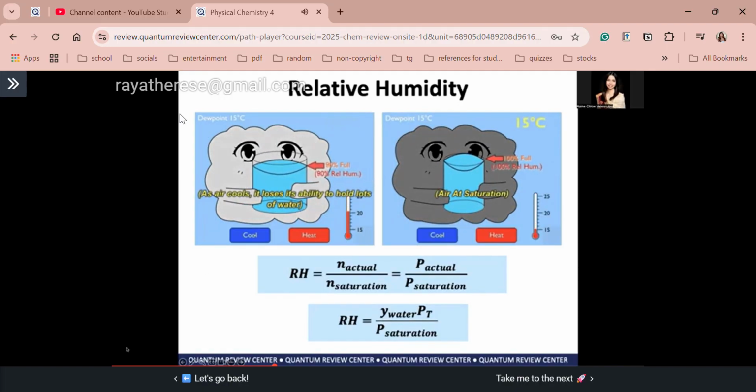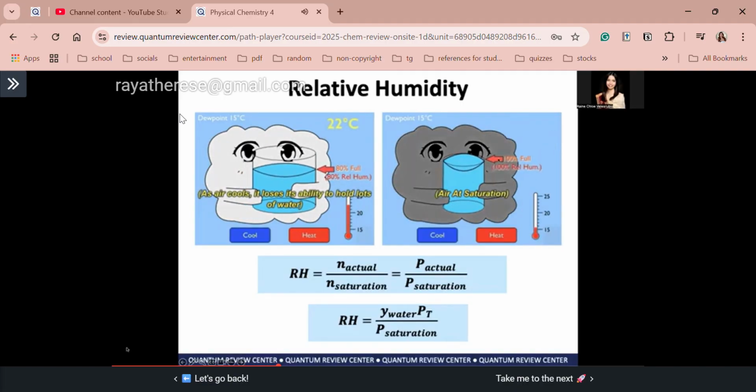And relative humidity changes as temperature changes. Guys, pag nagdi-decrease kasi ang temperature, so yung container nyo is air, right? Yung container ng air, it shrinks. So the amount of water it can hold, syempre, lumiliit din as you decrease the temperature. Dahil dito, yung air, which used to have a low relative humidity, can have a high relative humidity.